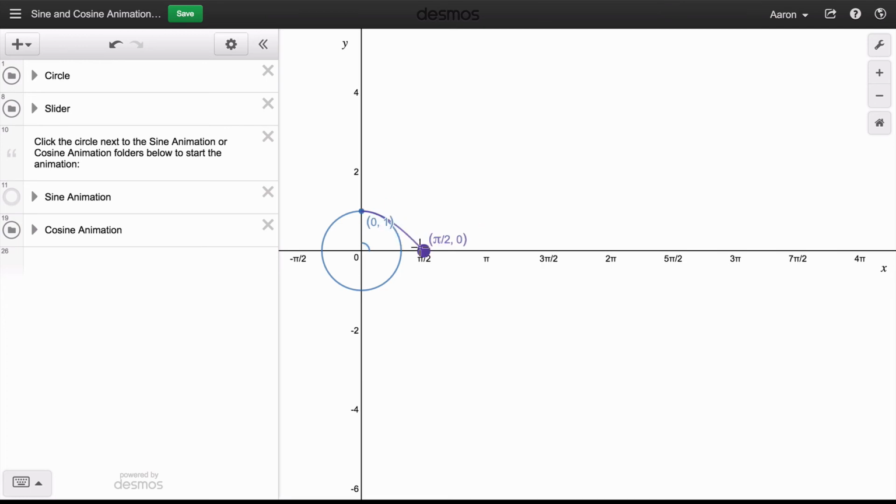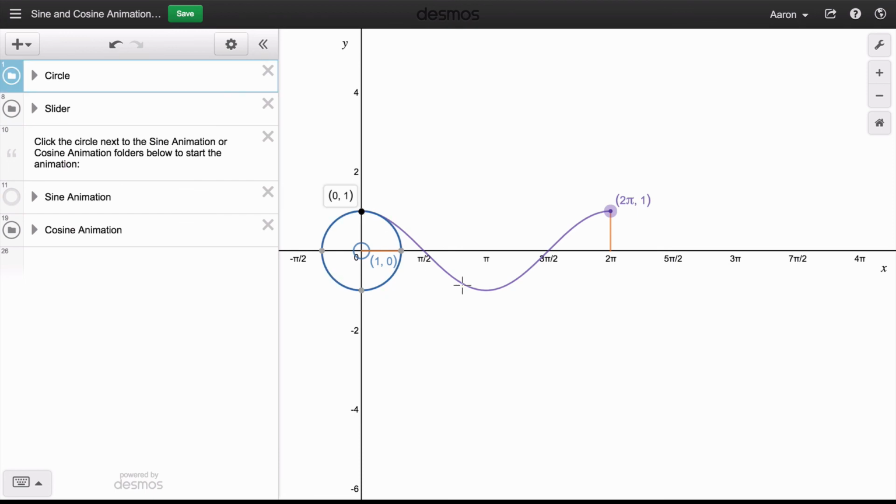When we reach pi over 2, the value of x here is 0. We haven't moved any in the x direction here, which is why the height of our graph is 0. We're going to reach a minimum value for the cosine function when we get to pi radians. That's where it's most negative, so we reach -1 here. And then we're going to come back to an x-intercept here at 3 pi over 2. Again, the value of x is 0. And we'll have completed a full cycle at 2 pi, just like with the sine function.